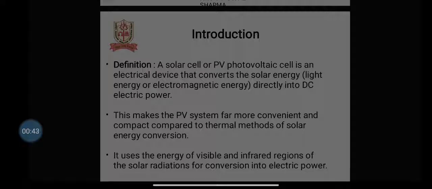So let's start with its introduction. So let's start with its definition. A solar cell or PV photovoltaic cell is an electrical device that converts solar energy, that is light energy or electromagnetic energy, directly into DC electric power. This makes the PV system far more convenient and compact compared to the thermal method of solar energy conversion. It uses the energy of visible and infrared regions of the solar radiation for conversion into electric power.